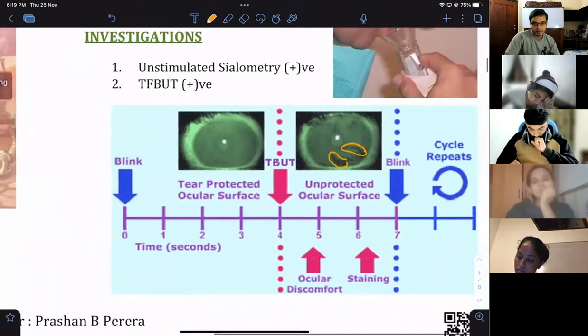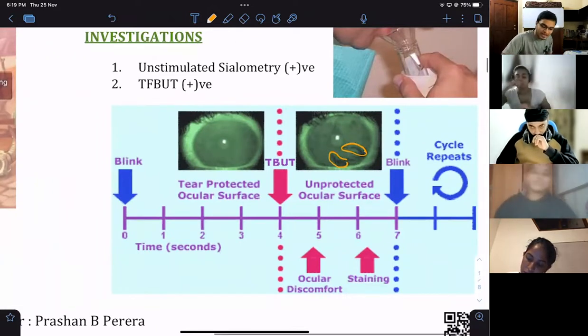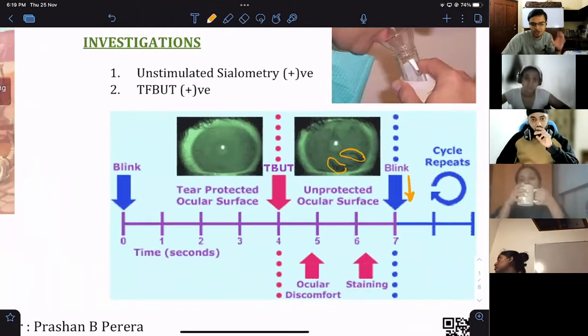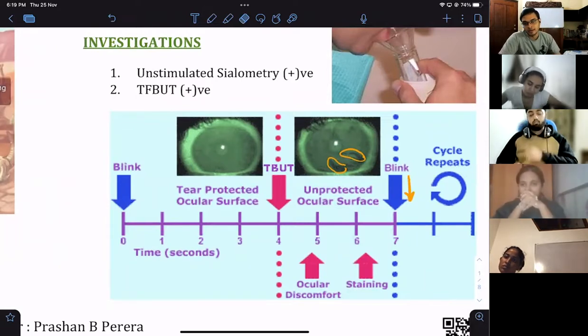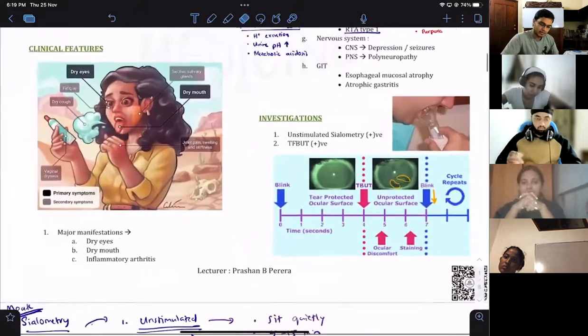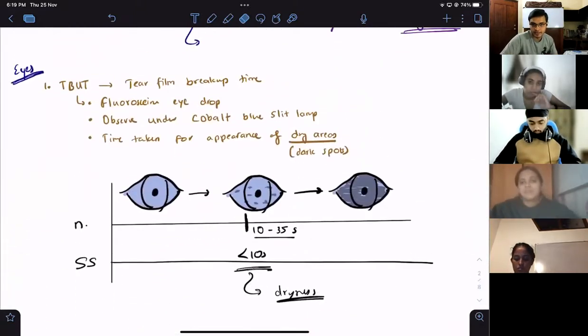Okay, and so as they become darker and darker, what is happening, guys? The tear film is getting dried up. At one point, eventually, the patient will blink, right? He will be forced to blink. He will say it's very uncomfortable, right? Usually we do this for both eyes, to test. Okay, so that's one test, guys.